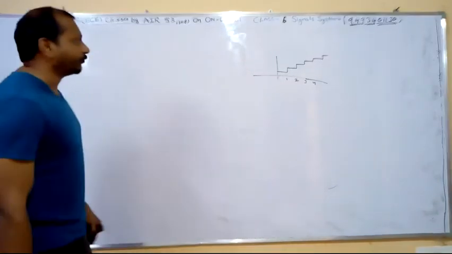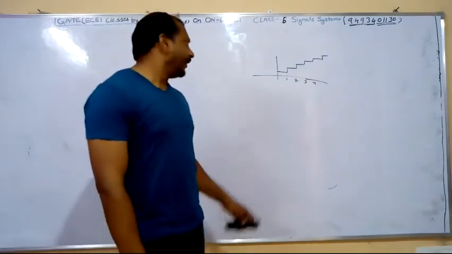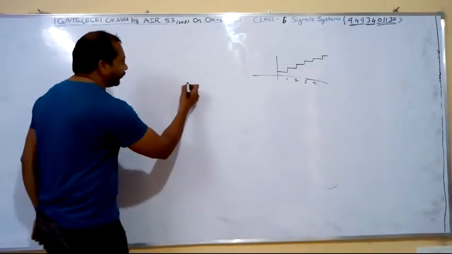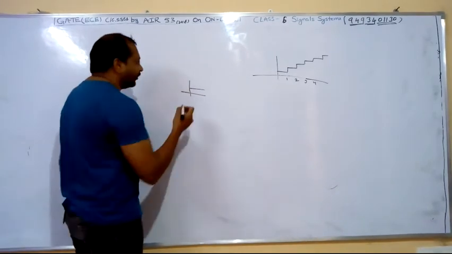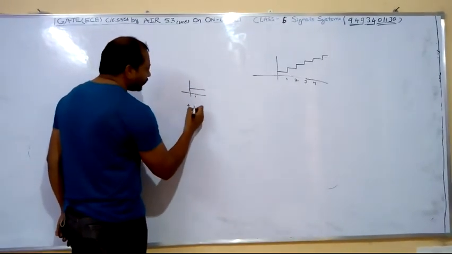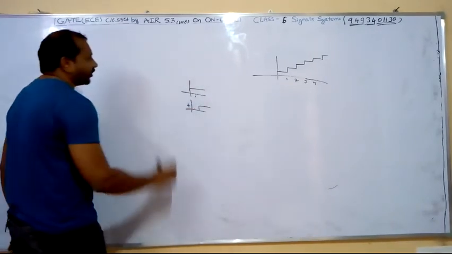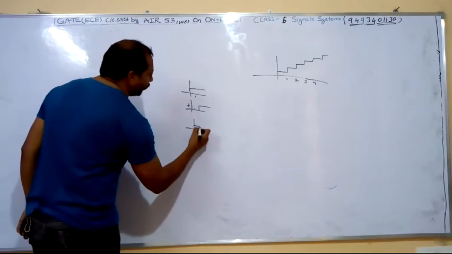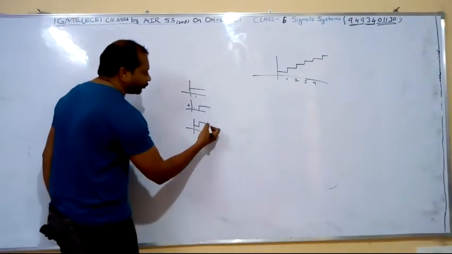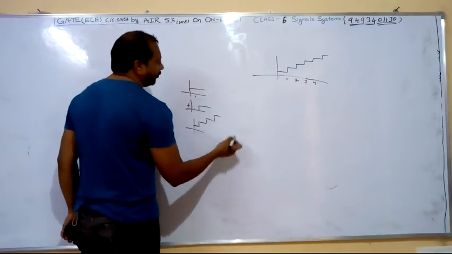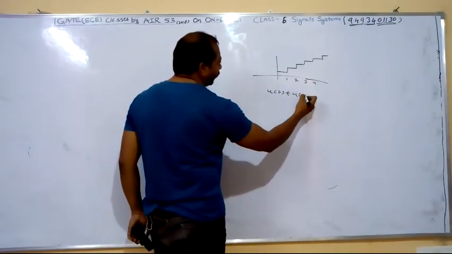How can you represent this one? This is simply the addition of step signals only. Suppose this is u of t, represented like this. Then u of t minus 1 starts from 1. By adding these two you get this. If you add u of t minus 2, it will be like this. U of t minus 3 will be like this. So this can be approximated as u of t plus u of t minus 1.